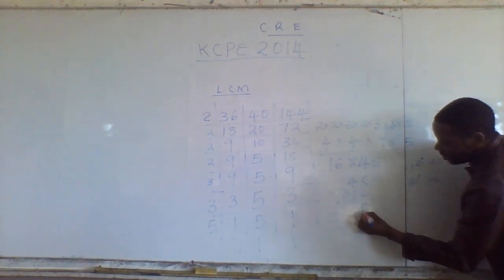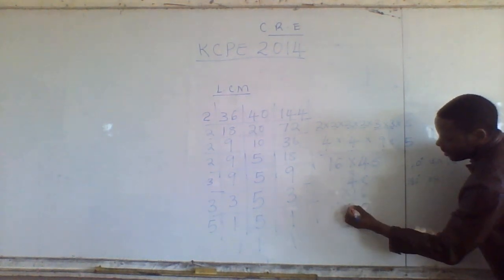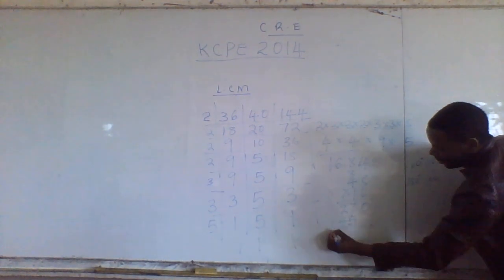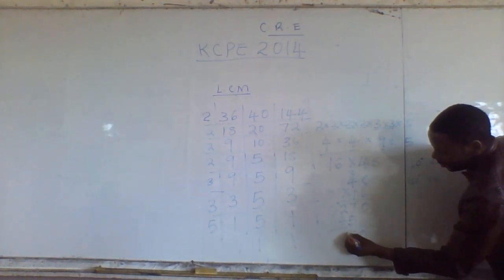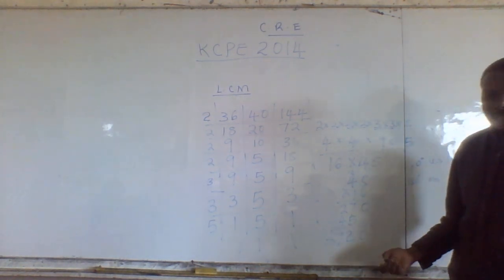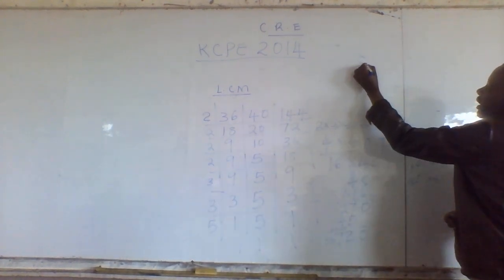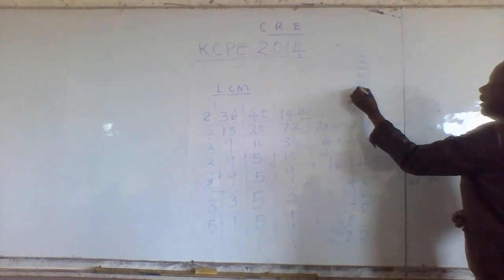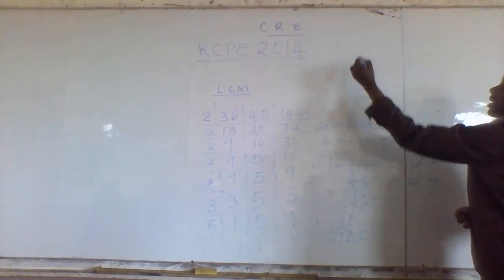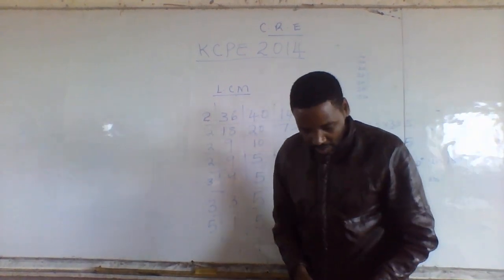45 times 16. We go 0, carry 3, 27, 5, 4. Isn't it? We get 720. If you say 720, you mean 20 repeated seven times, 1, 2, 3, 4, 5, 6, 7. So you say 720 is the LCM.